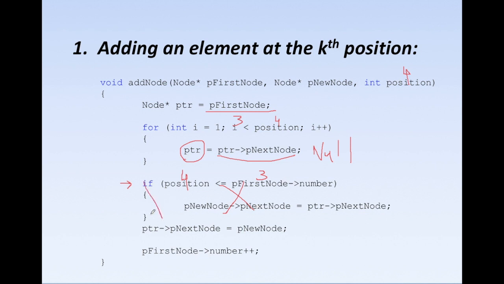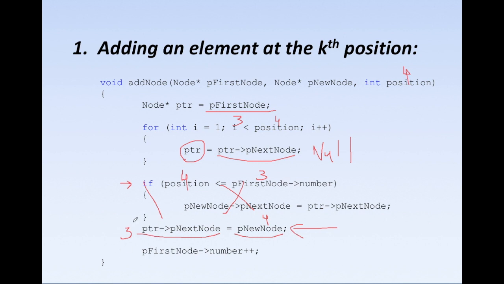Okay, we don't go to the if, we immediately go to this element here, making the pointer, which was pointing to null, the pointer of the third element, the last element, now point to new node. So the last element, node 3, is now pointing to new node. New node is now at position 4, and the pointer of the third element is now pointing to new node.